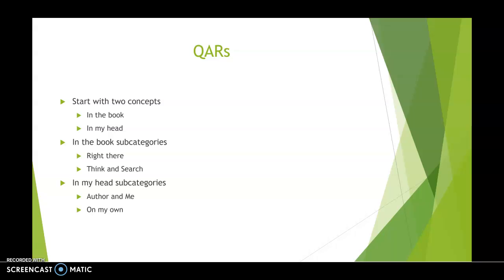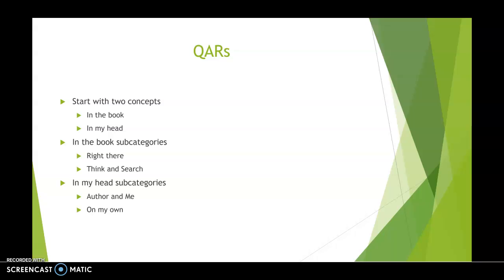So the right there answers literal or low-level questions. Usually the answer is in a single sentence, maybe 2 sentences connected by a pronoun, but it is pretty explicit in the text. Think and search. You basically can teach the students to look at the text structure and see that maybe it's a cause and effect or problem solution. Again, in the text, but you do have to think about it.